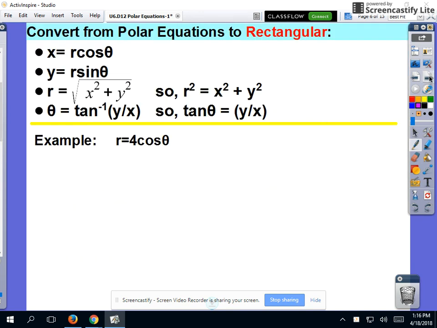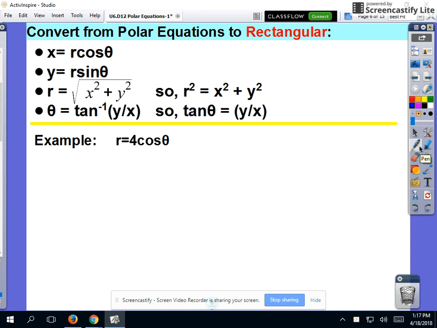Let's try it out. So we have all the information at the top, and say we're given some random equation that says r equals 4 cosine theta, and it doesn't say to graph it, it just says to put it in rectangular form. Well, if you're looking good at this, you're remembering a little bit from when we graphed to know that this is a circle. It's got a diameter of 4, and it's hugging the x-axis because it uses cosine. Let's see what would happen if we follow the rules.